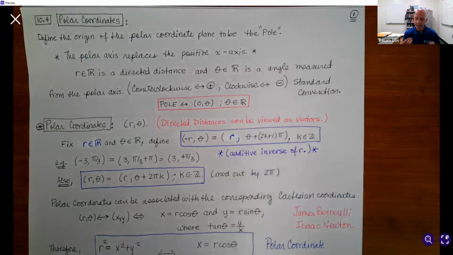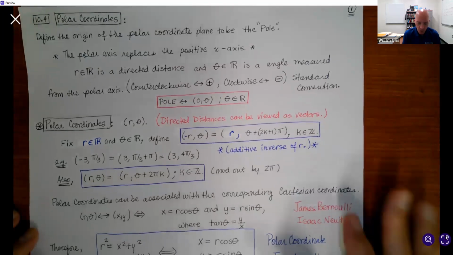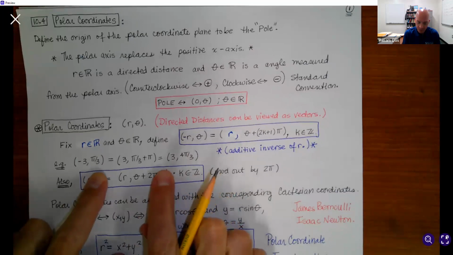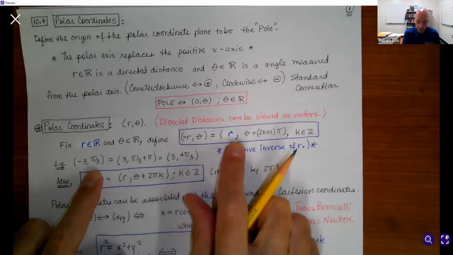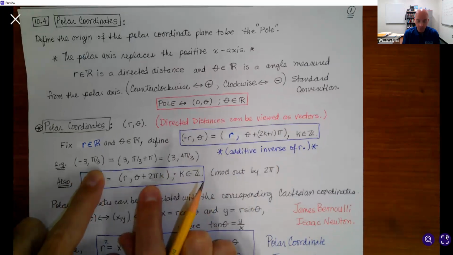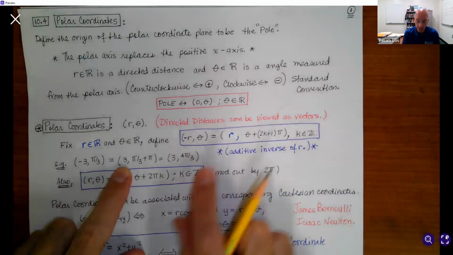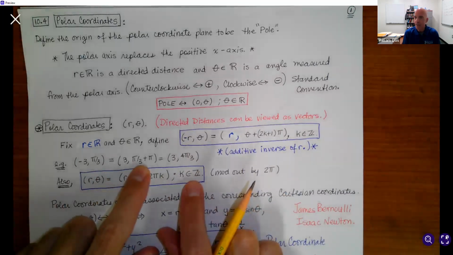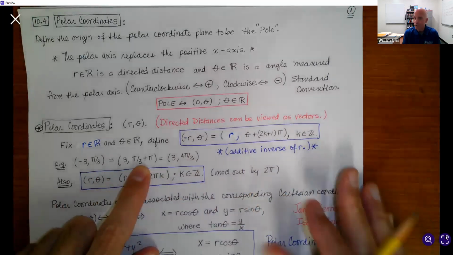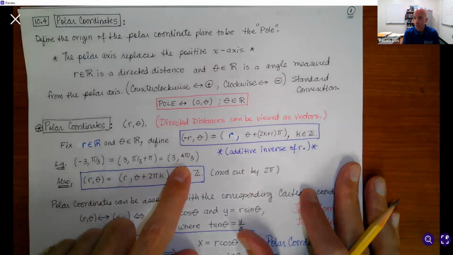So again, it's going to take a little bit of getting used to, but that's what we think about when we have directed distances. You can look at these real simple examples here, just using this definition. We would say (-3, π/3) would simply be (3, ...). That is, you remove the additive inverse, and then you can simply add an odd multiple of π, which here I just added π. And then, of course, π plus π/3 is 4π/3.